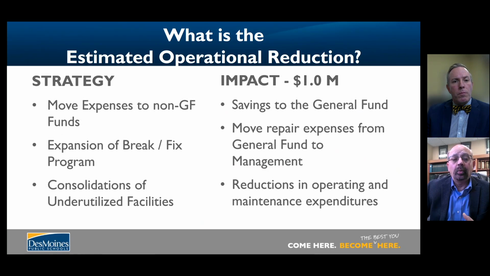On the operational side, we are targeting a $1 million reduction based on different things. One is we're moving some expenses from general fund to non-general fund, which is a strategy the district has adopted in previous years. We'll continue to do that. There's another program called the Break Fix program, which is basically our repair expenses for electrical and electronic items. They have historically been paid from general fund. We have purchased an insurance coverage, and now instead of using general funds, we can use the management funds. So this again provides relief to the general fund, which is really tight. And then consolidations of some underutilized facilities.